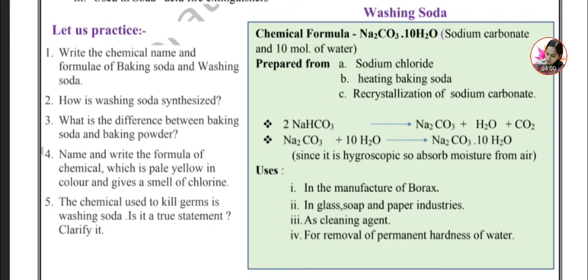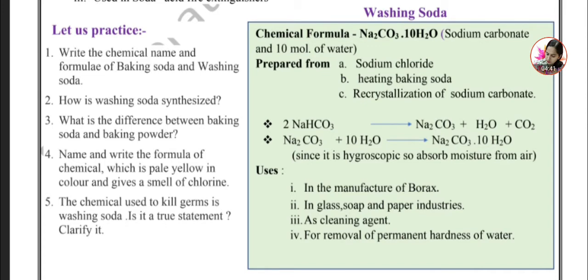Okay, students. What are the uses? It is used in the manufacture of borax. It is used in the glass, soap and paper industry. It works as a cleaning agent and it removes permanent hardness of water. Permanent hardness of water means when you use not tap water but well water, underground water, lots of minerals are present in that water which make the water hard. And when we have to wash clothes with that hard water, we use washing soda. Why? Because it removes the hardness of water. It is better than soap.